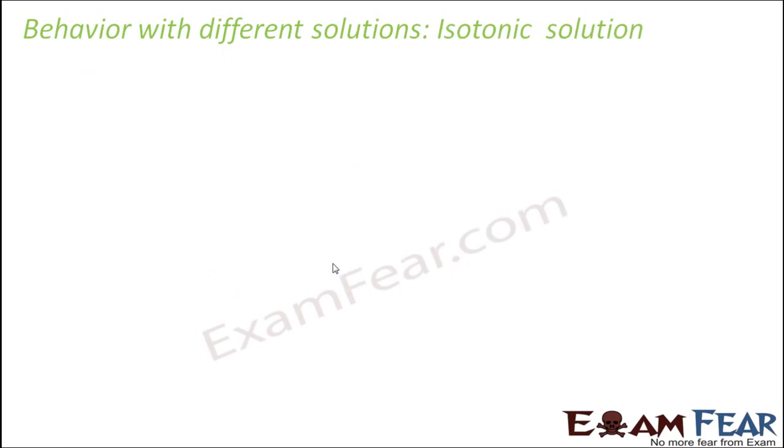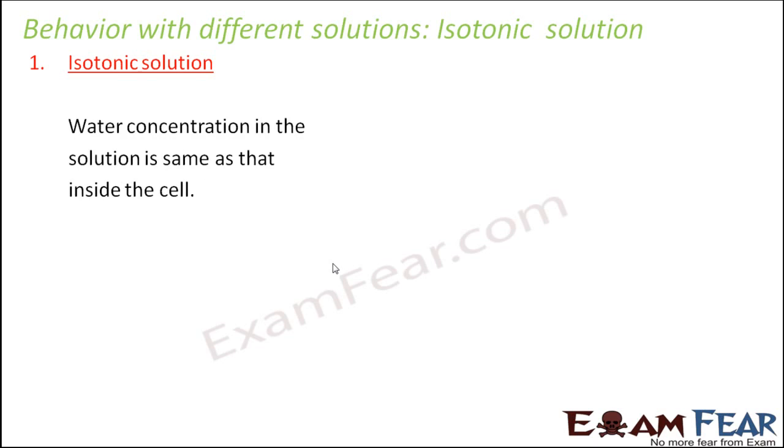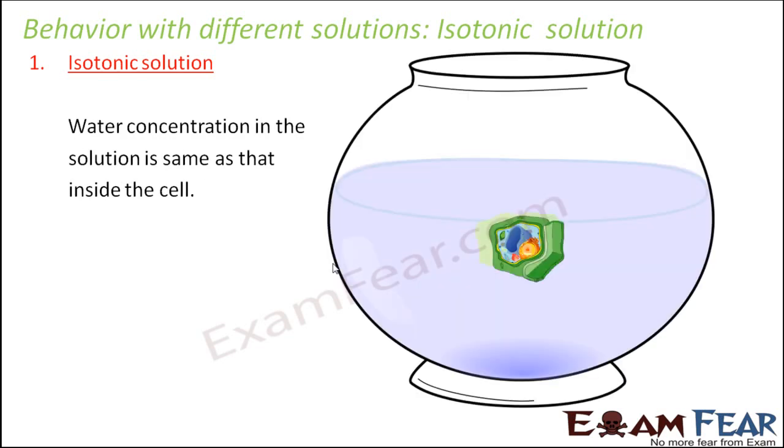Now let us look at the third type of solution, that is the isotonic solution. As the name says, iso means same. So here the concentration of water in the solution and in the cell will be the same. So in this type of solution, what would be the behavior? Since the water concentration in the solution is the same as that inside the cell, we actually do not see a net movement, or a net diffusion is not seen.